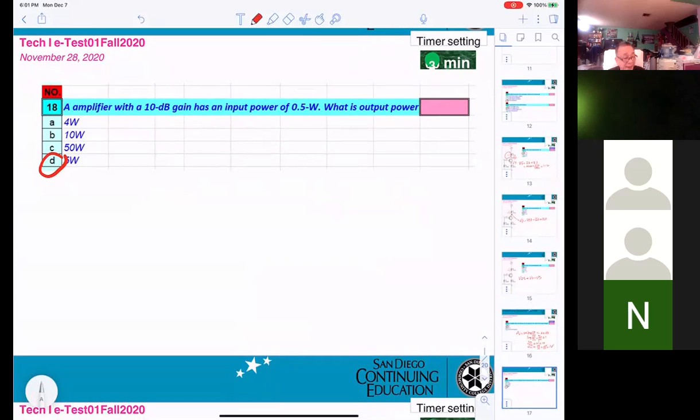Doing the same thing. However, the formula will be 10 log of P out over P in. Exactly, number 17. The only thing is this is a power, so that's why 10 log. Voltage will be 20 log.